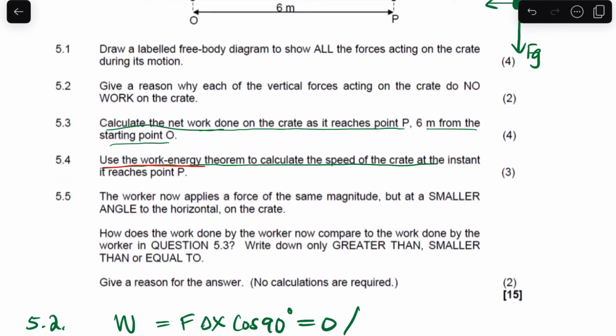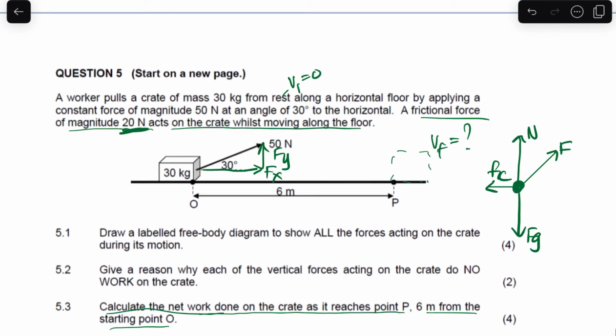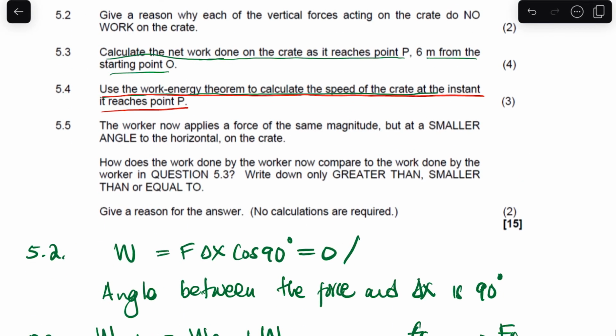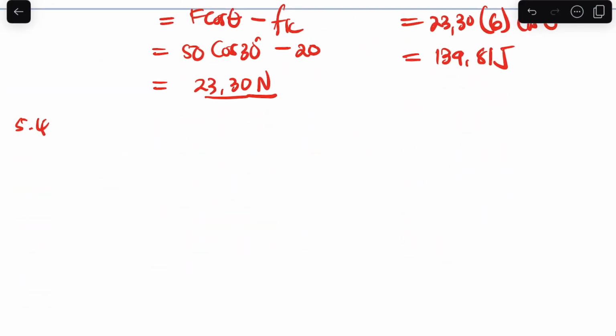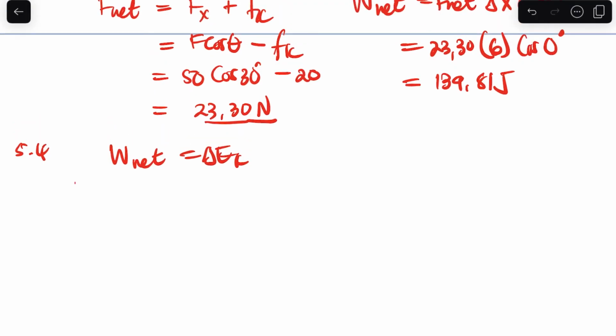Okay, 5.4: use the energy theorem to calculate the speed of the crate at the instant it reaches point B. So we wanted the speed as it reaches here, and we were told to use the work energy theorem. So the work net is equal to the change in Ek. Now the forces acting there, it's still the work done by the frictional force plus the work done by Fx is equal to change in Ek, right?